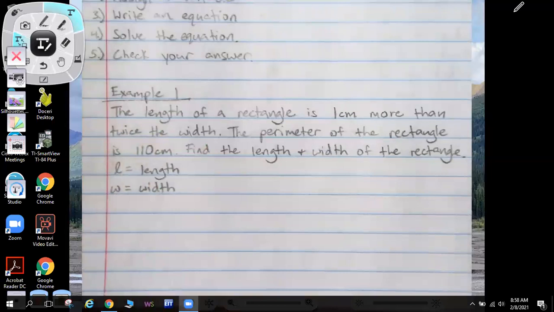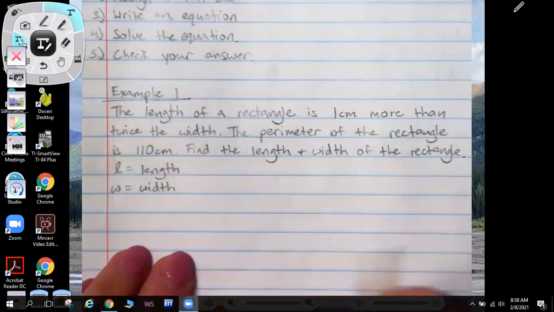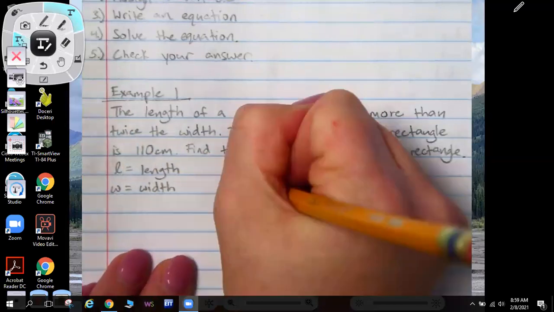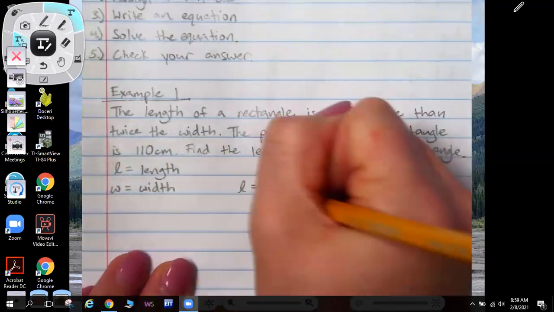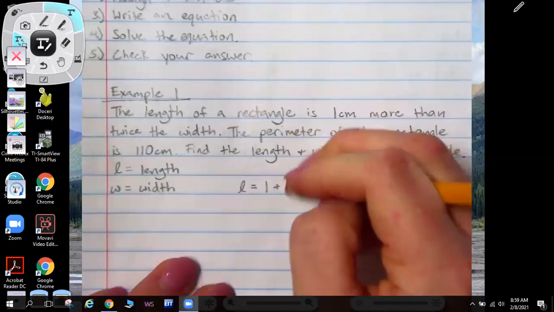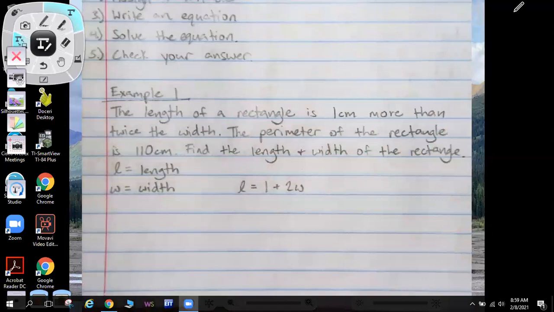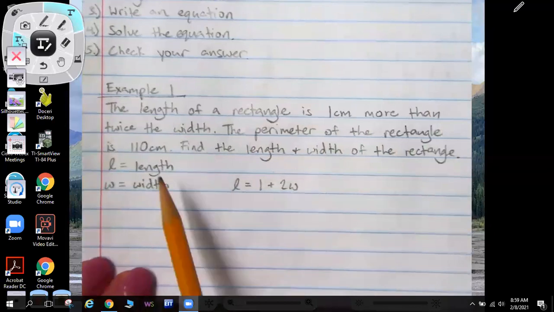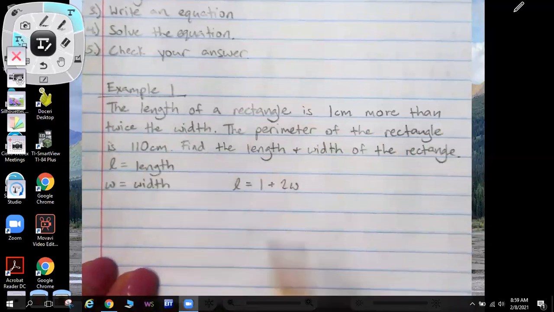Step 3, write an equation. So based on the problem, the length of a rectangle, which is L, is, so equals, 1 centimeter more than, so that's 1 plus twice the width, so 2W. L equals 1 plus 2W. Okay, but then it also tells us the perimeter of the rectangle is 110 centimeters.